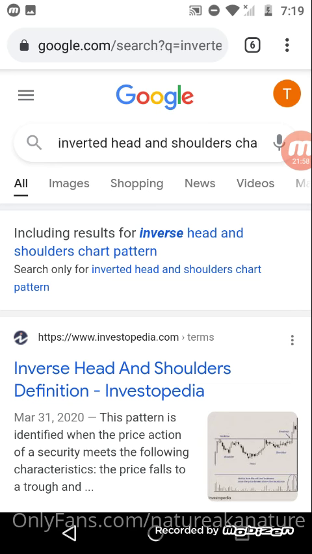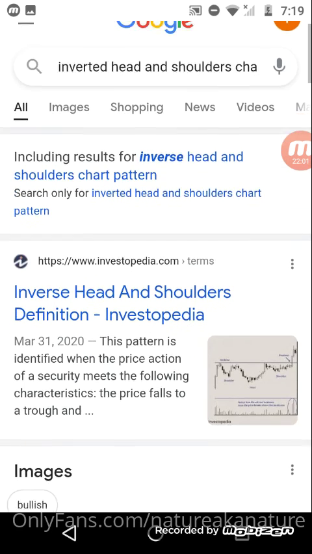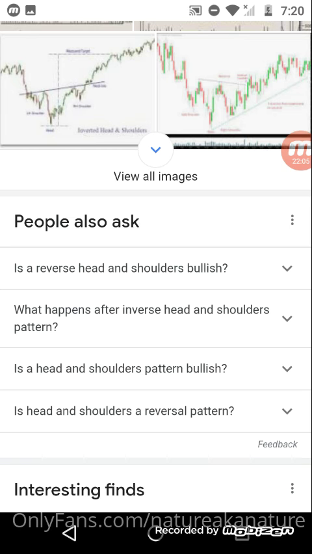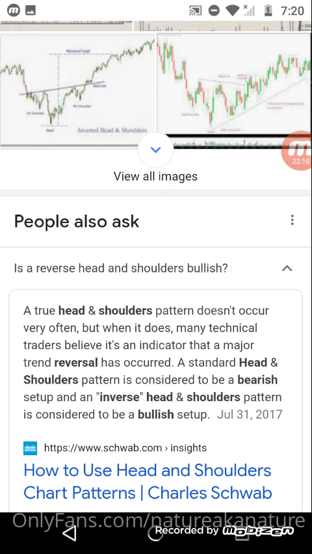So what happens after an inverse head and shoulders pattern? An inverse head and shoulders pattern is comprised of three component parts. After a long bearish trend, the price will fall to a trough, and then subsequently rise to form a peak, and then the price will fall back again to form a second trough. So it's going to do it three times before it rises up to the top for an uptrend pattern.